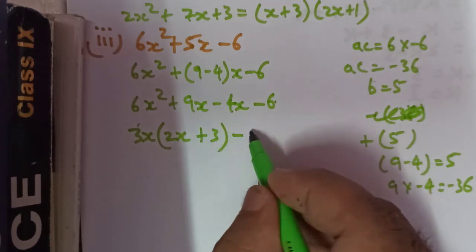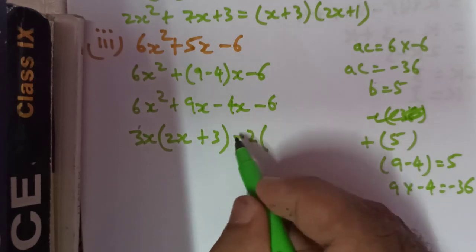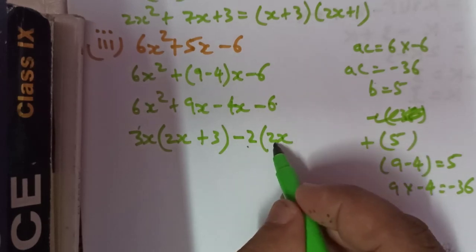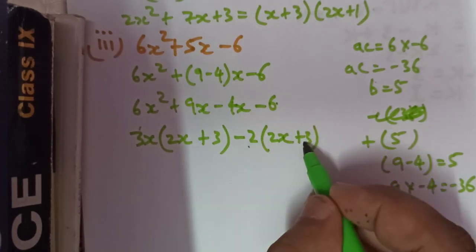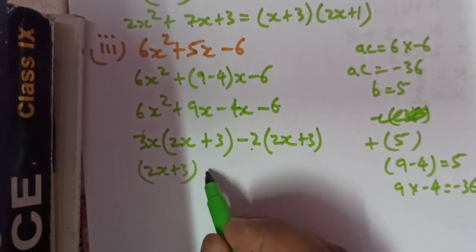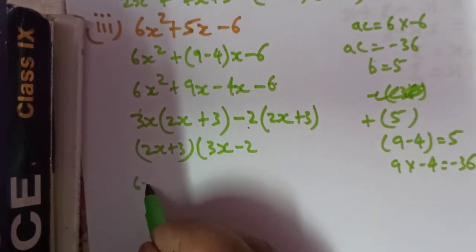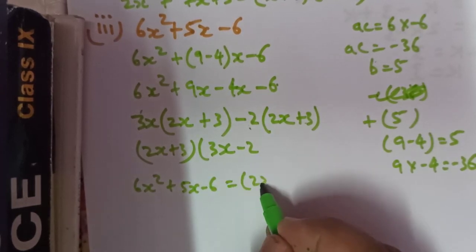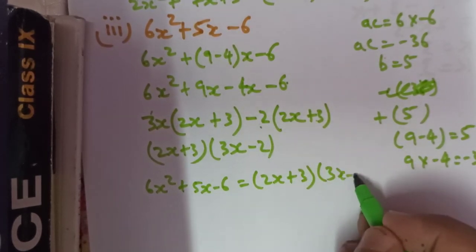So obviously within the bracket will be 2x plus 3. So 2x multiplied by 2, that means 2 will be here, minus 2. So if we take out the common minus 2, what will be left? Plus 2x, because minus 2 multiplied by 2x will be minus 4x, and plus 3, that is minus 2 multiplied by plus 3 will be minus 6. So 2x plus 3 will be the common term, and the other factor will be 3x minus 2. That means we say that 6x square plus 5x minus 6 can be written as the product of two factors, that is 2x plus 3 and 3x minus 2.